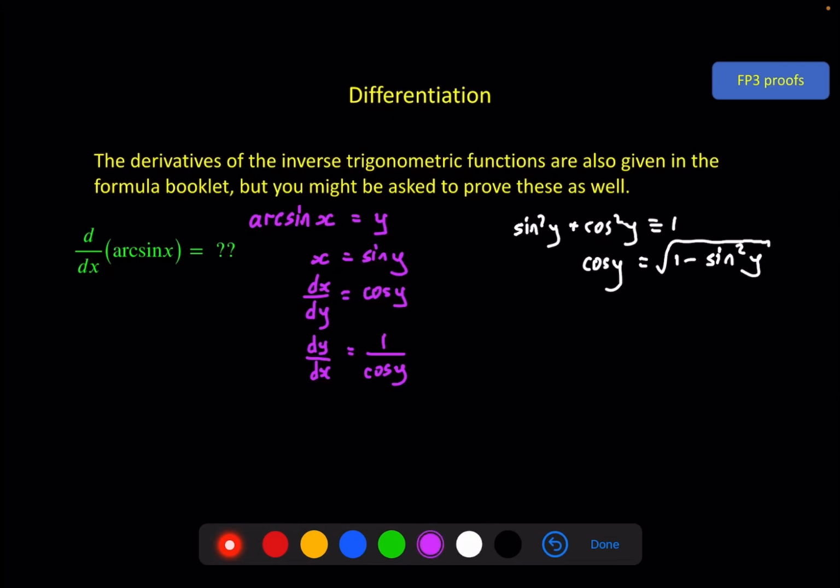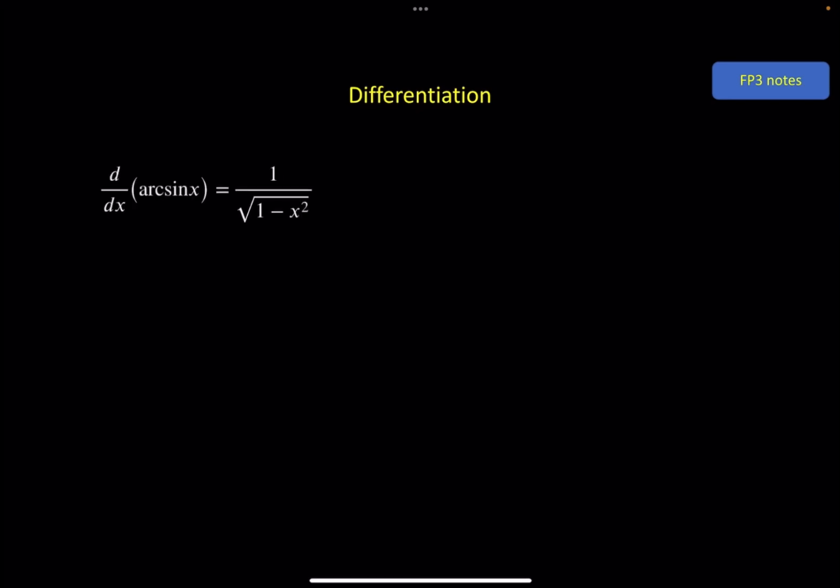So putting that in here, we've got 1 over the square root of 1 minus sine squared y. And remembering, we know what sine y is. The whole point of doing that is so that we can change that back into x's. 1 over the square root of 1 minus x squared, that's dy by dx. So this is the derivative of arc sine x. If you were to do the same with the cos and the tan, you'd get the following results.